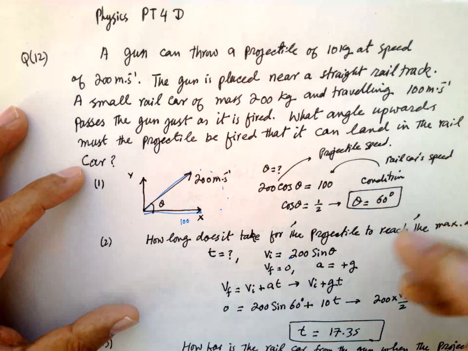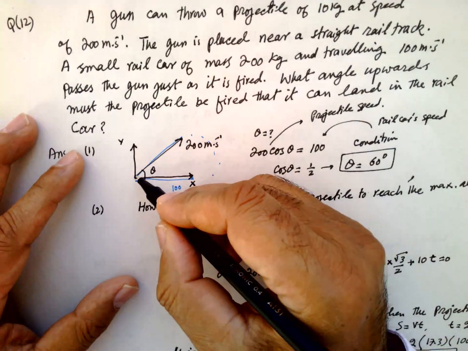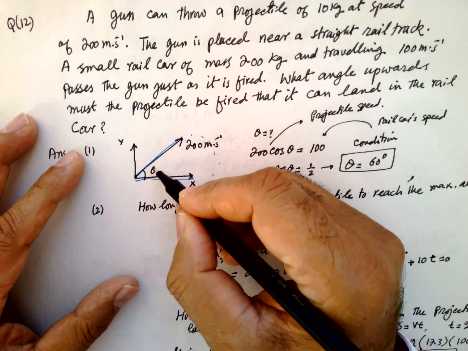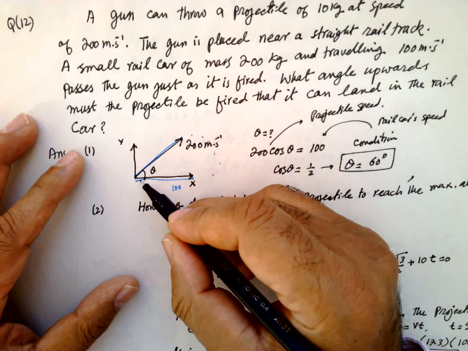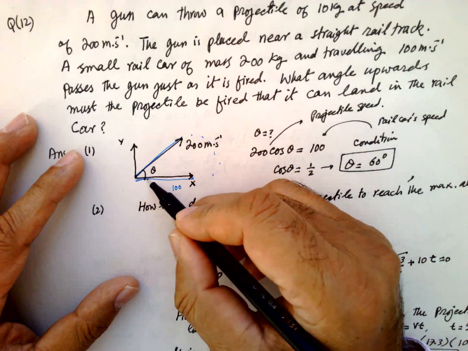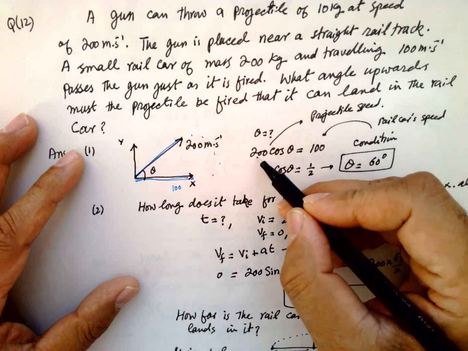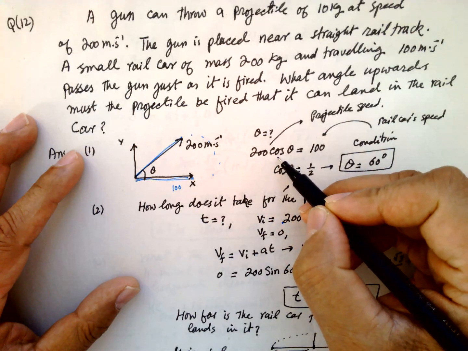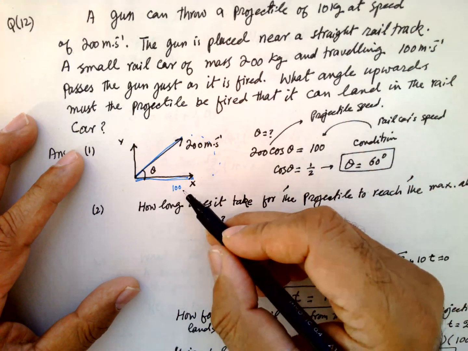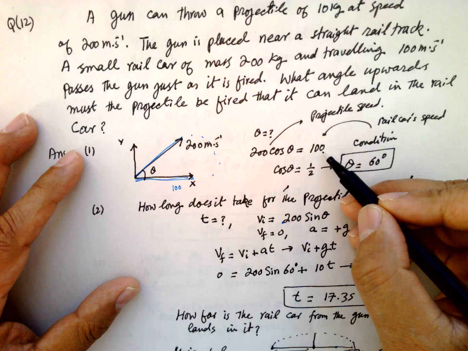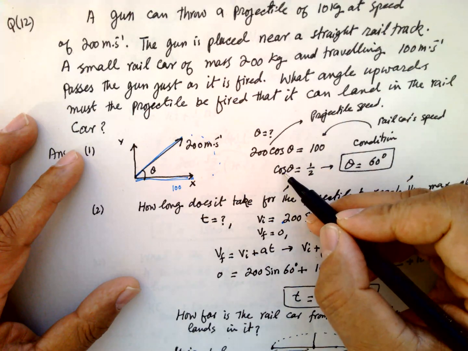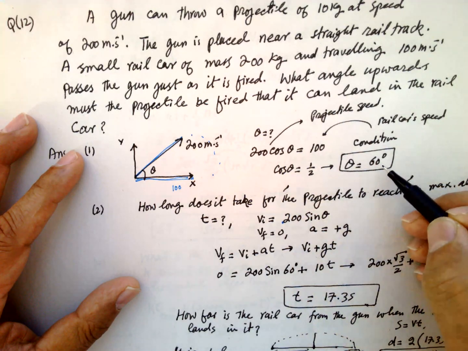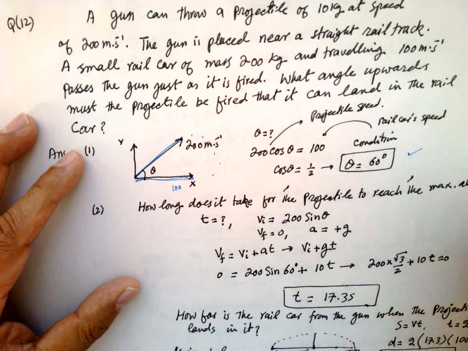So we have to find the angle. The projectile is at angle theta, with speed 200 meters per second, and this is its horizontal speed. The horizontal speed is 200 cos theta, which should match the speed of the rail car, which is 100. So cos theta is equal to 1 over 2. Theta is equal to 60. This is the first part.